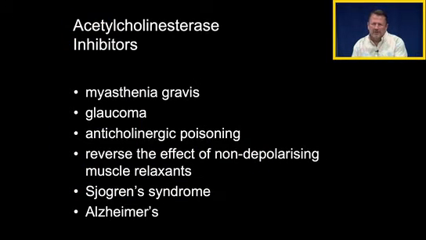So again, the cholinesterase inhibitors are used for all sorts of things. We've gone through this list already. You guys can read it again. But keep in mind that these cholinomimetic drugs that are used for myasthenia gravis, glaucoma, anticholinergic poisoning, and reversing the effects of non-depolarizing muscle relaxants, Sjogren's syndrome, and Alzheimer's disease, you'll notice there's a warning about using them in asthmatics and people with chronic obstructive pulmonary disease.